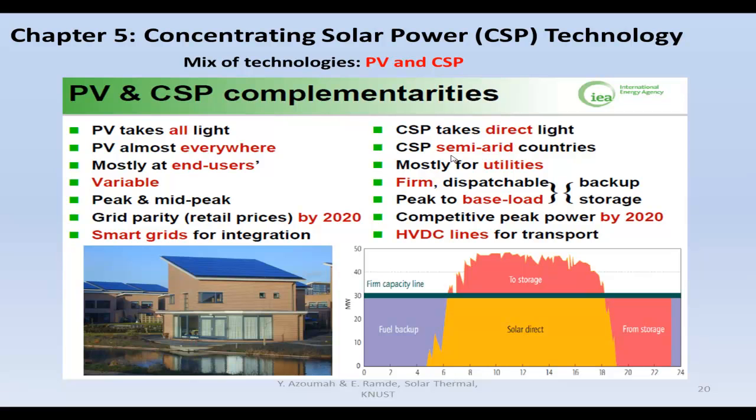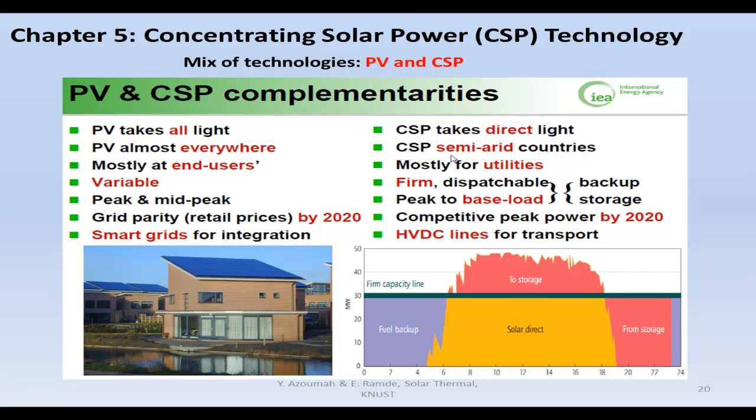So we have the advantages of CSP also linked to the fact that it could help you in several applications. I mean, you can use the heat for hot water production, for running cooling systems, and you can use the heat also for specific materials production, even for hydrogen production. Okay, and if you want to produce electricity, you can also do it.